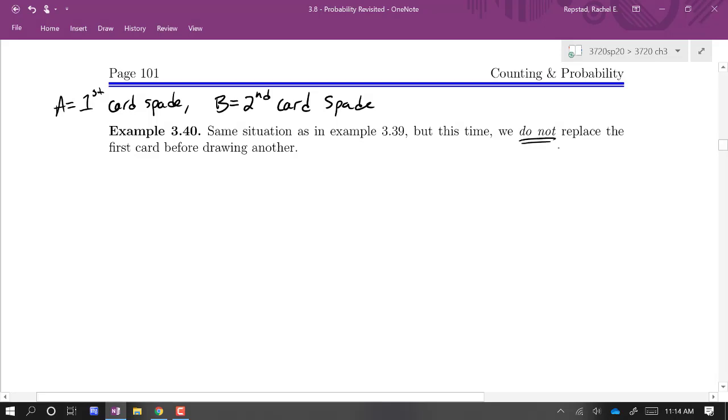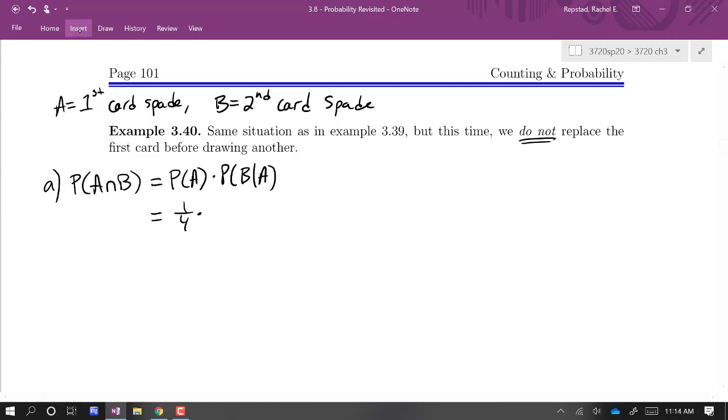We're drawing without replacement. So in part A, the probability of A intersect B is P of A times P of B given A. Now the probability of the first card being a spade is 1 out of 4. But since I don't replace the card before I draw another one, that changes the probability of B given A. So let's suppose I draw a spade. Once I've drawn that spade, there are only 51 cards left in the deck, and only 12 spades left, because I drew a spade.